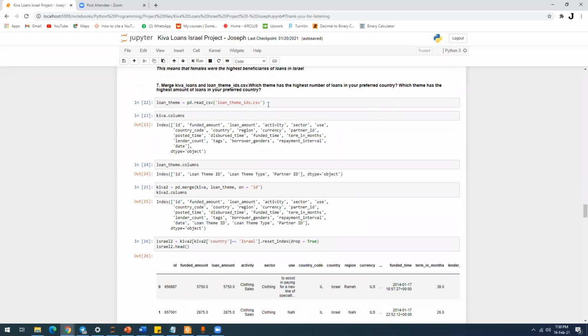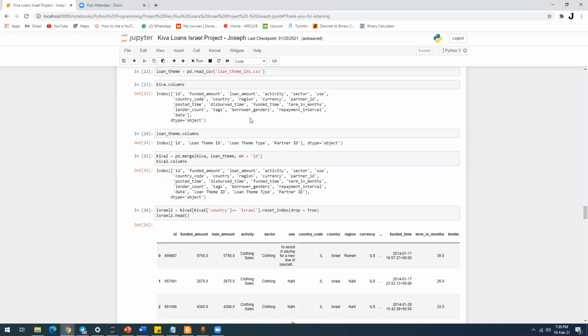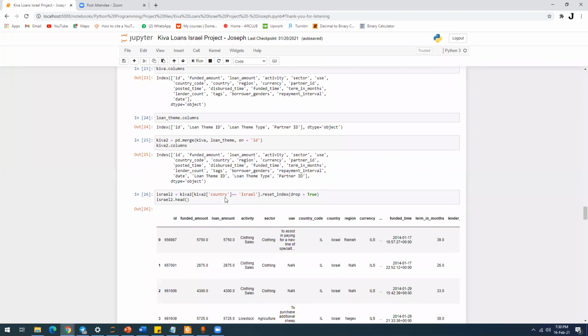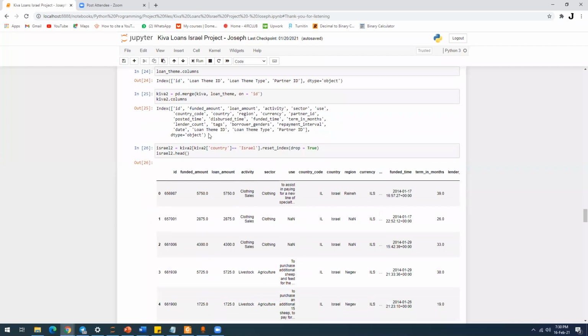So I read loan theme, and then I also did Kiva loans again so that I could see the proper spelling for the column that I'm supposed to merge with. And I realized that ID was what was easiest to merge with. So I did a merge, and I named the new, merged data Kiva 2. And then from Kiva 2, now we can sort it out.